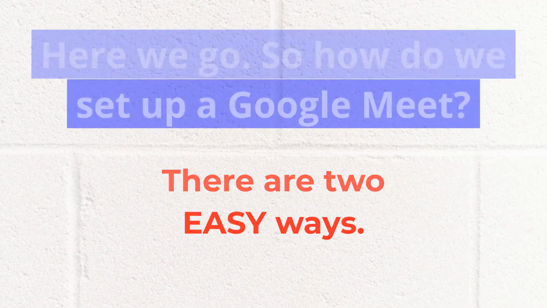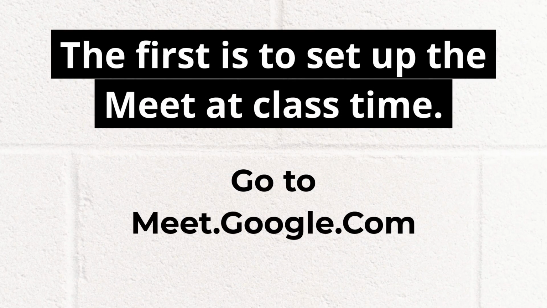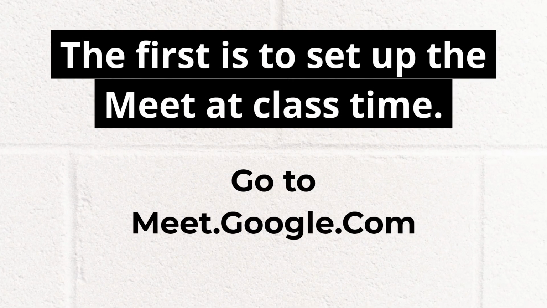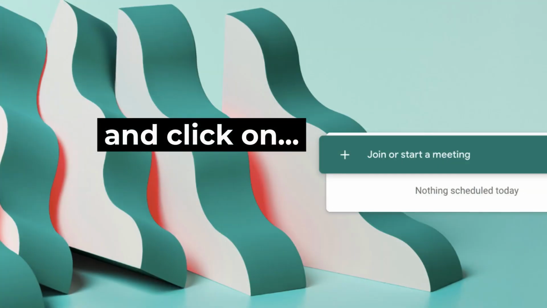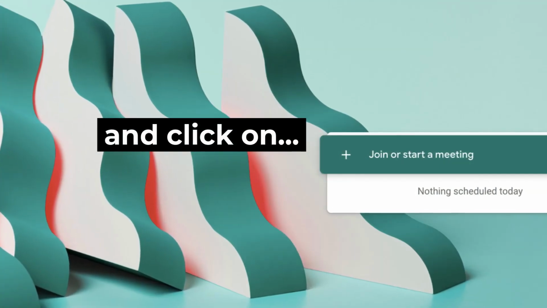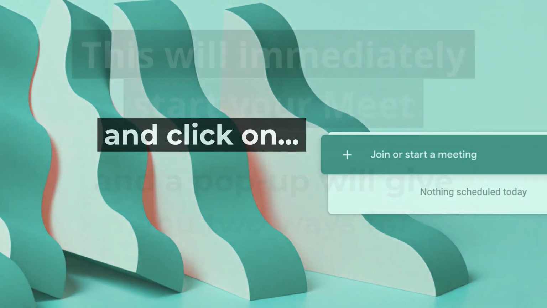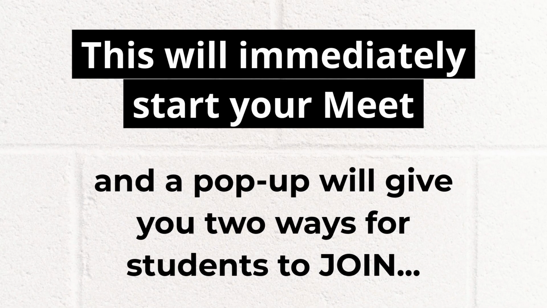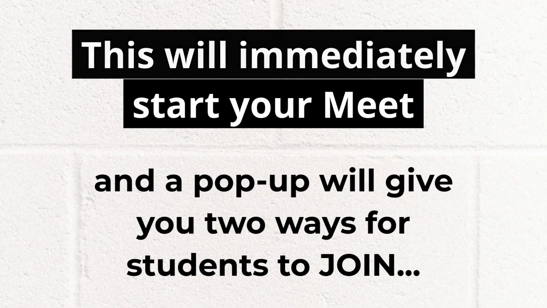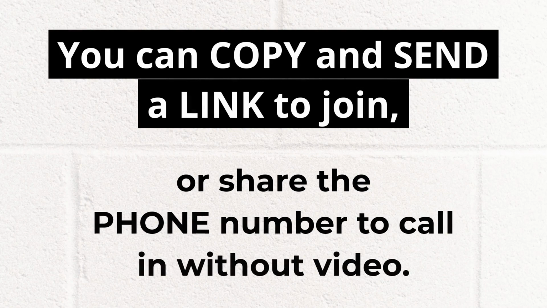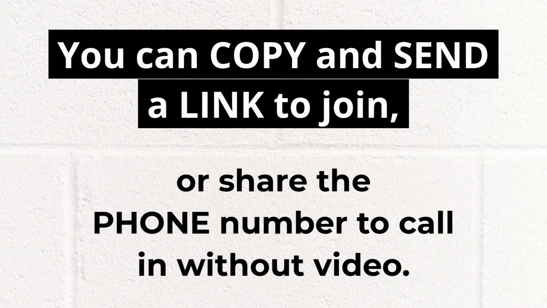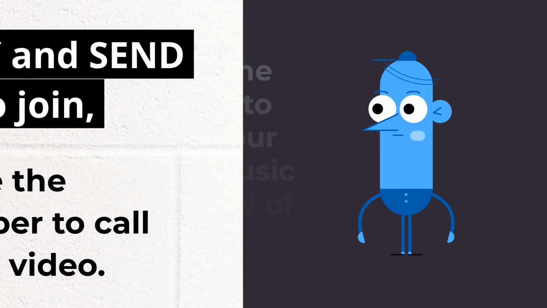There are 2 easy ways. The first is to set up a Meet at class time. Just go to meet.google.com and then click on Join or Start a Meeting. This will immediately start your Meet, and then a pop-up will give you 2 ways for students to join. You can copy and send a link to join or share the phone number to call in without a video.